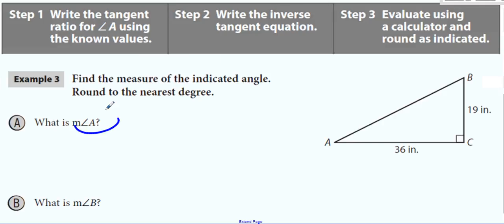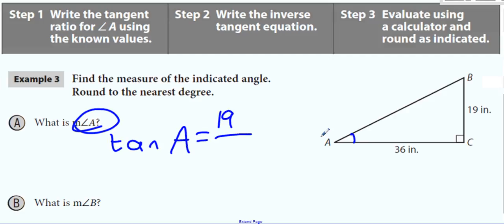So what's the measure of angle A? This is our angle right here at angle A. You need to know that so you know which side is opposite and which side's adjacent. So opposite, you follow the wave out to 19. So tangent A equals 19 over the adjacent side, 36.